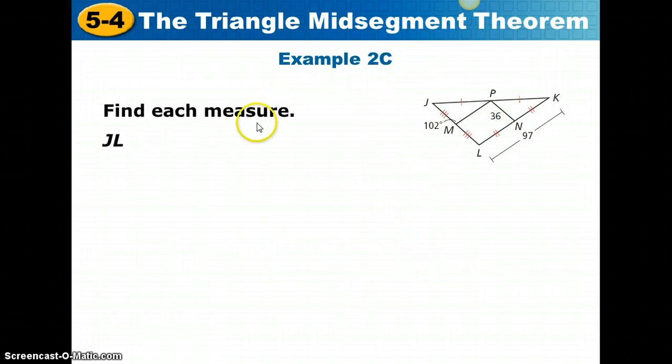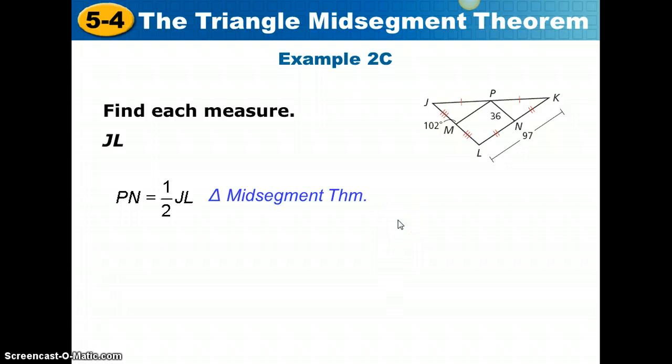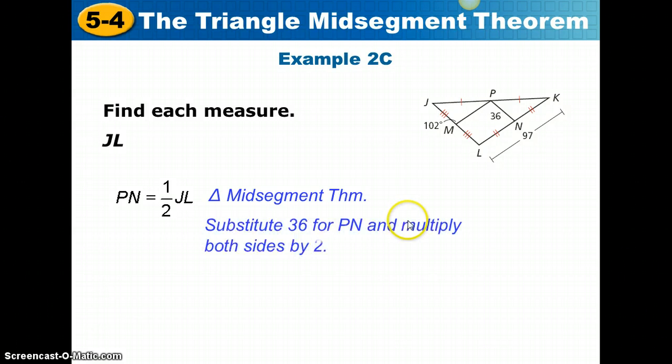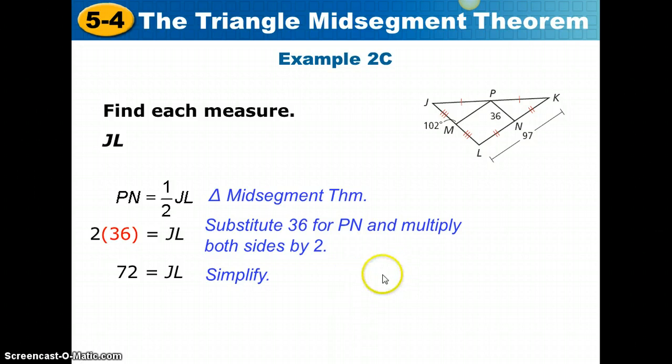Let's try example 2C. Let's find the measure of JL. JL is parallel to the midsegment PN, which is 36 units. So if 36 is half of JL, PN is half of JL, I substitute 36 in for PN, and then multiply both sides by 2. 2 times 36 is 72. So JL is 72.